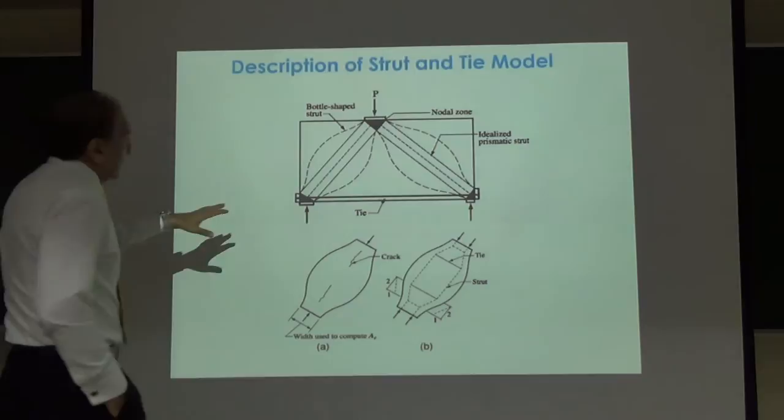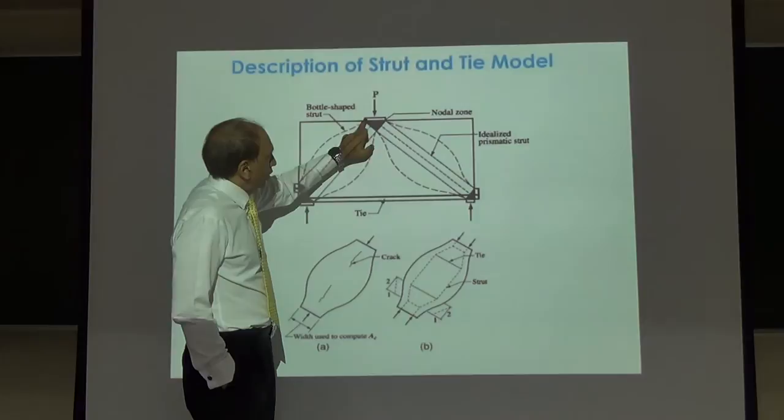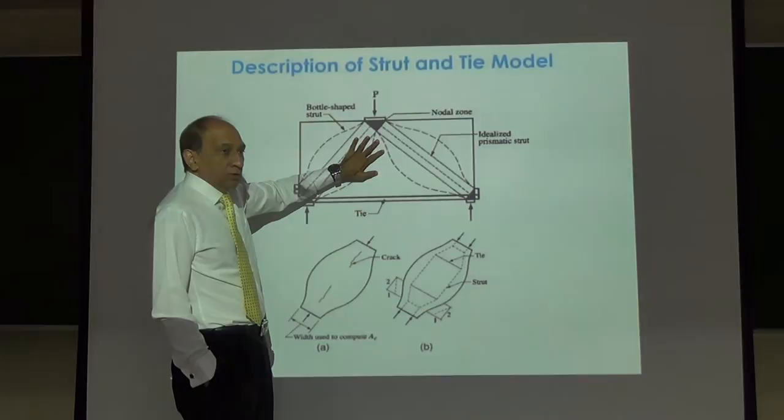And here again, we are looking at it. So it's a bottle shape thing. It's a tie here. That is the node. That is the width you can calculate from that, like this one. So this diagram is very, very useful to estimate the size of the node. So normally we put some plates here or plates here.